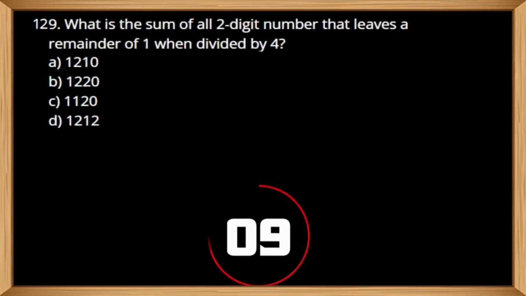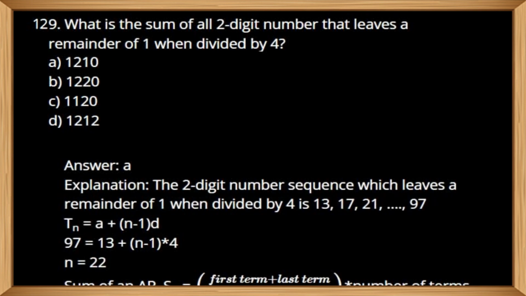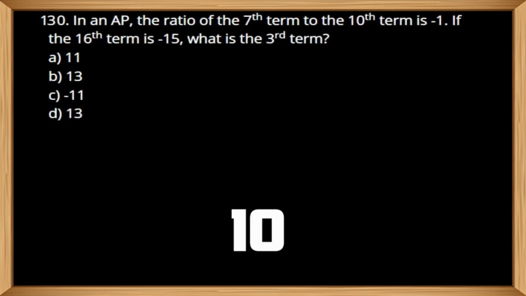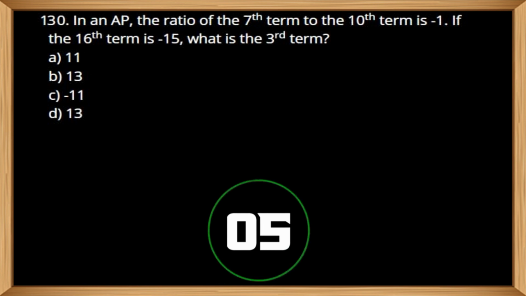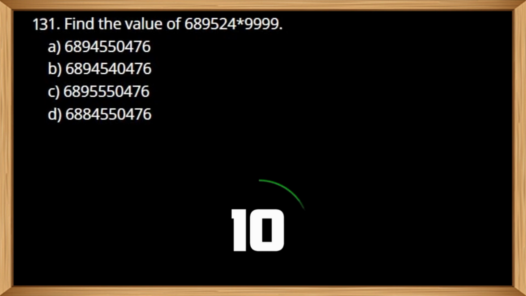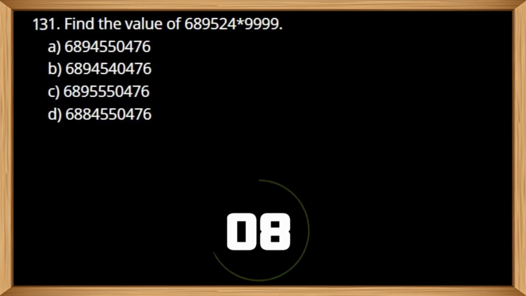What is the sum of all two-digit numbers that leave a remainder of 1 when divided by 4? Option A: 1210. In an AP, the ratio of the 7th term to the 10th term is minus 1. If the 16th term is minus 15, what is the third term? Option A: 11. Find the value of 689524 into 9999.